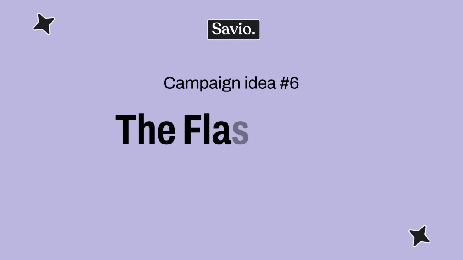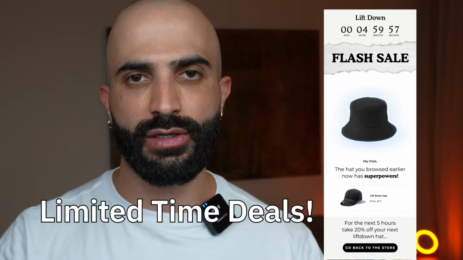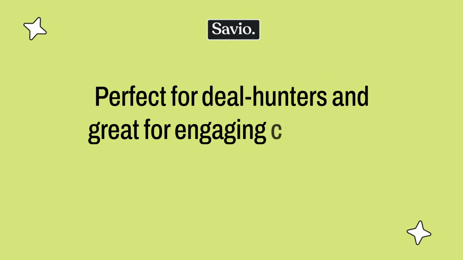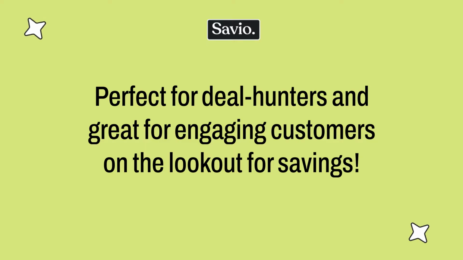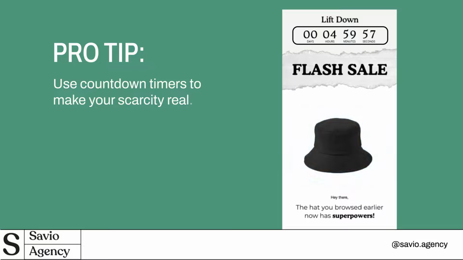Campaign idea number 6, the flash sale campaign. Here's a favorite for fast revenue and clearing out extra stock. Limited time deals. Offer big discounts to create urgency and get those quick sales. Perfect for deal hunters and great for engaging customers on the lookout for savings. Pro tip, use countdown timers to make your scarcity real.